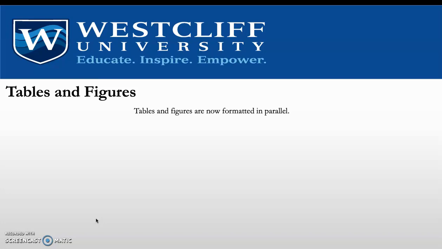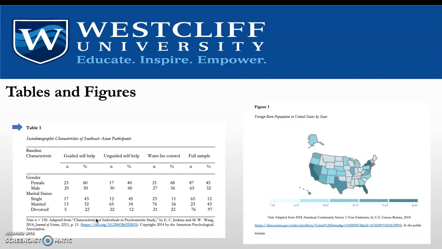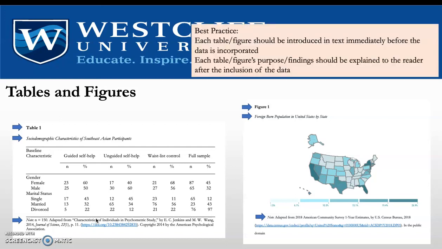Tables and figures. So tables and figures are now formatted in parallel, and they will look like so. So you have the heading. This is bold. This refers to the number of the table, or the figure, and then there's a title underneath it. It is italicized and it is title case. If these were taken from a source, that's included in the note underneath, and I have 2 examples there for how to do that. I will also provide you with a sheet where you can look at those more closely, but that's just a basic overview.